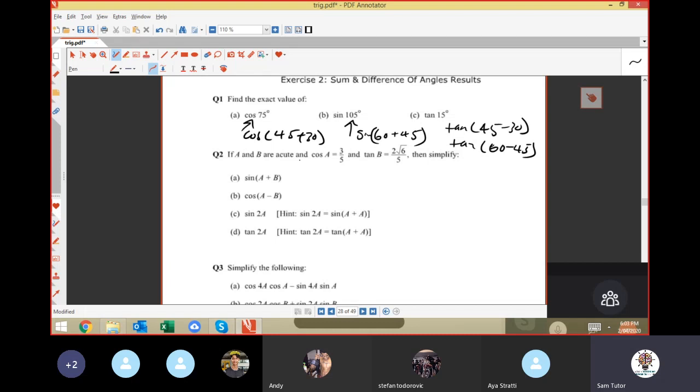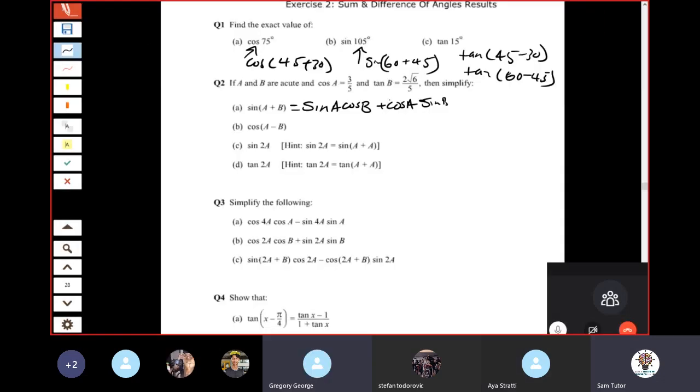If A and B are acute and cos A equals 3 over 5 and tan B equals 2 root 6 over 5, then simplify sine A plus B. Well, we know that sine A plus B is sine A cos B plus cos A sine B. Now, I've got cos A, there it is, but I don't have sine A, cos B, or sine B. Anybody have any clue of how I'm going to be able to find sine A, cos B, or sine B? Tan B equals sine B over cos B.